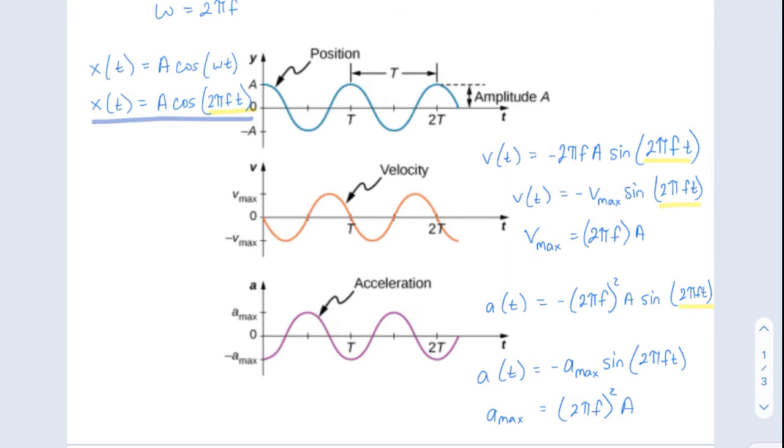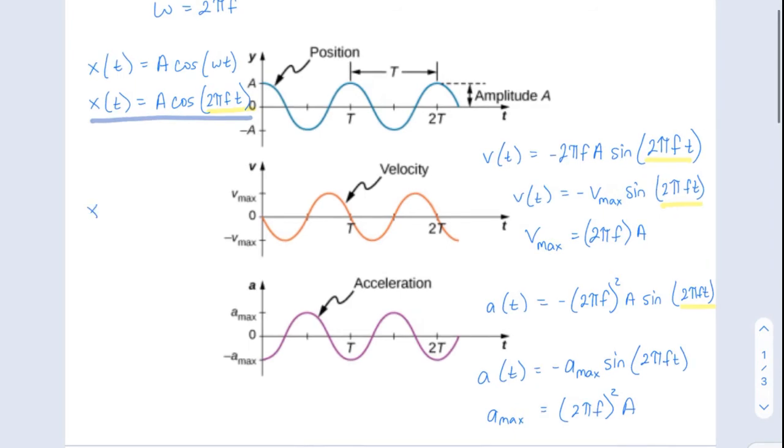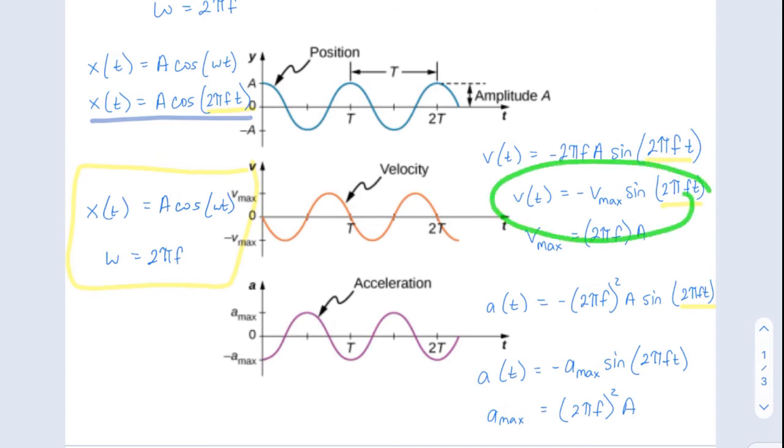The one equation that I believe is on your equation sheet, let me check real quickly, is the x(t) one, the position one. This one is on your equation sheet, and you would know that omega is equal to 2 pi f. If you were exposed to this equation or this equation, and it asks you to reference it in a problem, you should understand where that comes from.